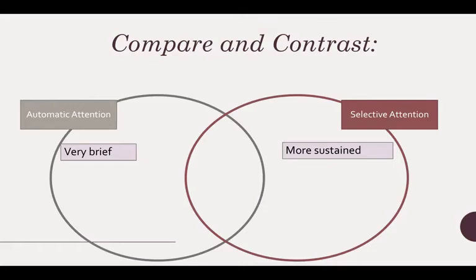whereas selective attention is more sustained. In the grand scheme of things, being able to really focus on a stimulus for 20 minutes is not that long, but it's much longer than what we are talking about when we talk about automatic attention. With automatic attention, we tend to pay attention just for the duration of that stimulus, whereas with selective attention, because it's internally driven, we tend to pay attention for a considerably longer period of time.